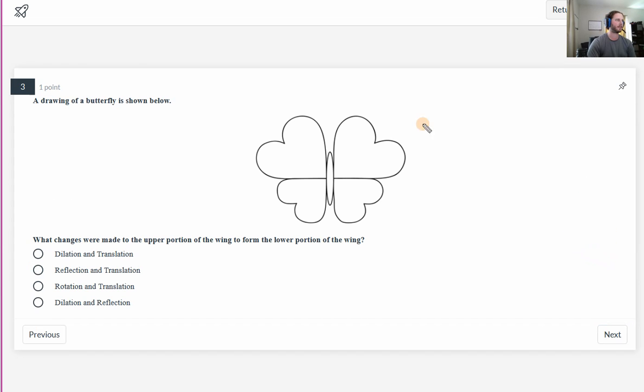That's non-negotiable. This one, a drawing of a butterfly is shown below. What changes were made to the upper portion to form the lower portion? Okay, so my original shape is everything above that red line. That's where my original shape is. In fact, I think I have a line tool that I can actually use. So everything above that red line is my original shape. How did I get the original shape up top and turn it into the bottom shape? Well, for one, it's a different size, so we know dilation has to be part of it. So right off the bat, it can't be this one and it can't be this one. Dilation has to be a part of it.